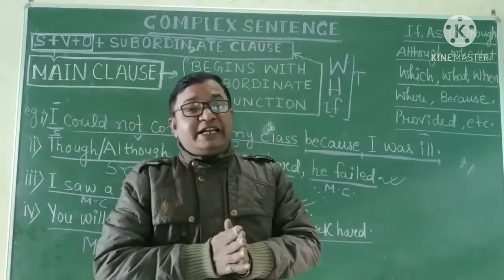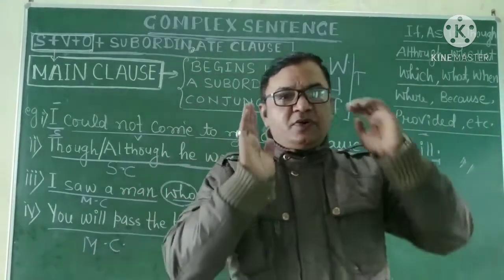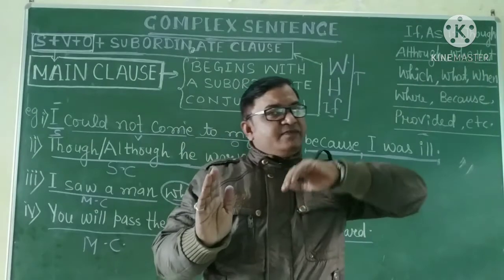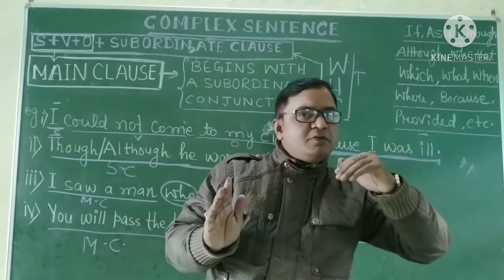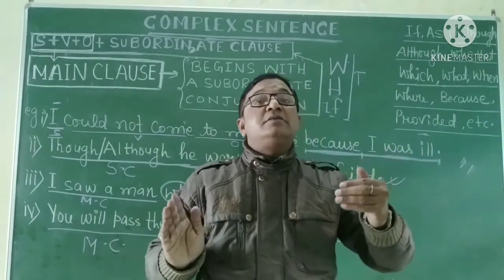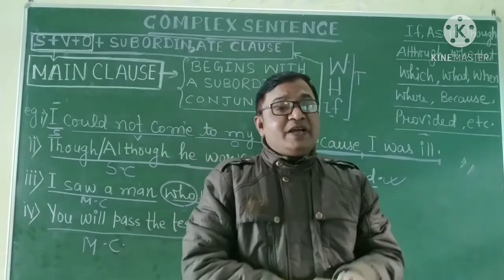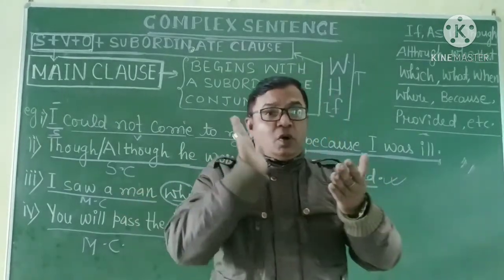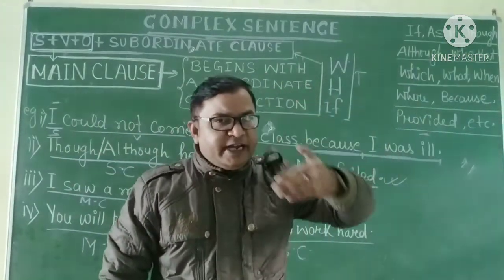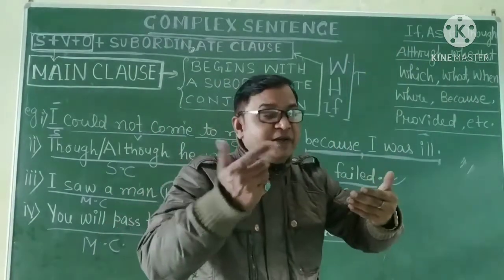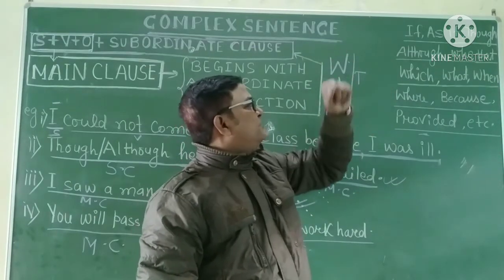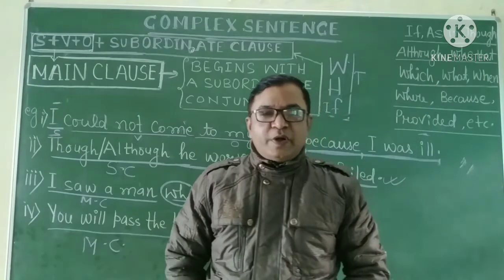Well, I am very sure that you must have understood this video very clearly. In this video, you found that when one simple sentence and one subordinate or dependent clause are there, they make a complex sentence. And how are we able to find the subordinate clause? Because all subordinate clauses begin with a subordinate conjunction, and most subordinate conjunctions begin with the letter W, H, or T.